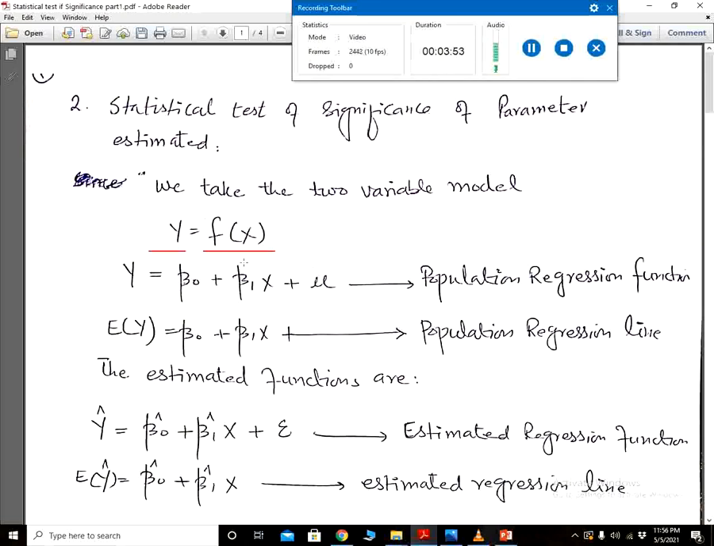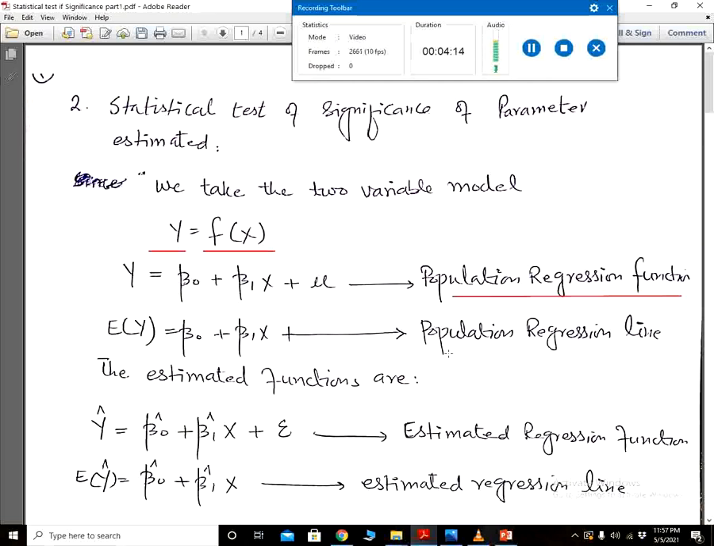This is a simple ordinary least square model where we have the population regression function. This is our population regression function. Y is equal to beta naught plus beta 1 x plus mu. Mu is random error, while beta naught is intercept, beta 1 is the slope, and x is independent variable.